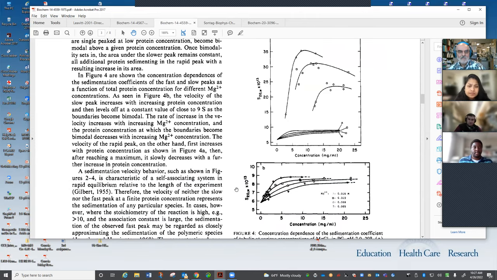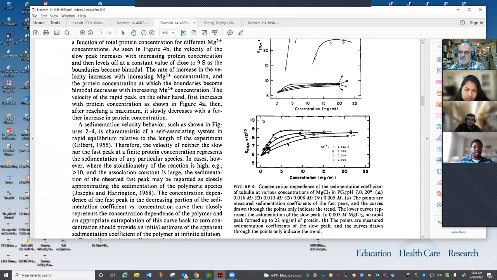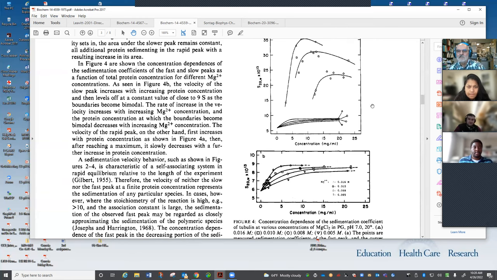And then they plot these weight average values versus concentration. And notice we're still going out to about 20, 25 mgs per mil. And you can see that these are at magnesium concentrations of 5, 8, 10, 16 mgs per mil. What's the difference here? Oh, I'm sorry. Right. So this is the full data sets plotted.